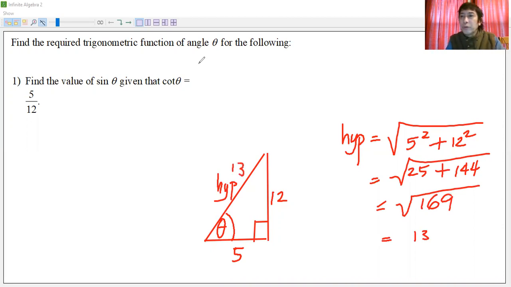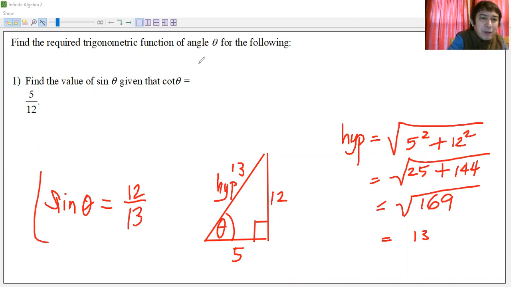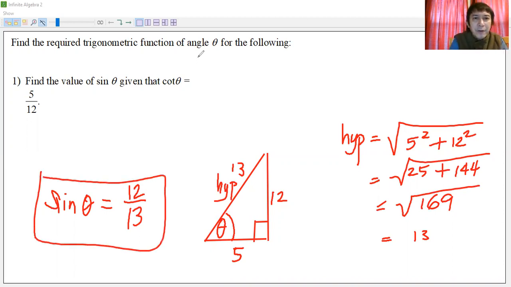We are now ready to compute for the sine function. So the sine function is 12/13. That's opposite over hypotenuse. So our answer, sine of theta, will be 12/13. There. Okay, let's check and verify the answer. Our answer is 12/13. So we shall check and verify. All right, so that's it. We have it over there.